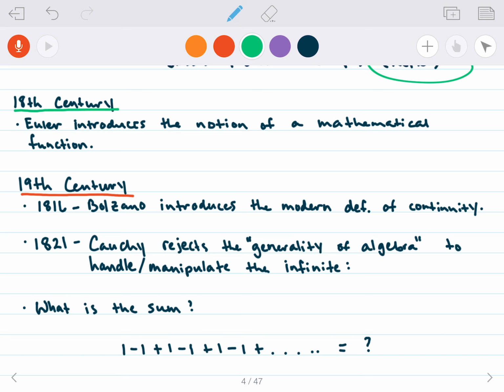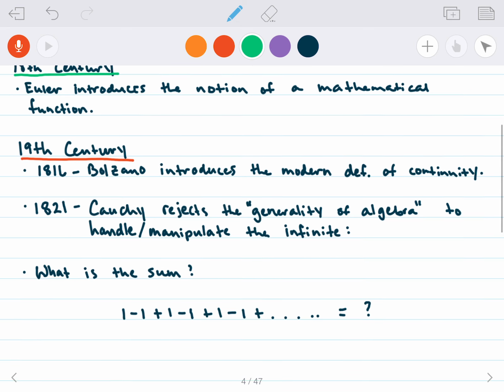So Cauchy saw a lot of holes in Leibniz and Newton's work. And so there's this thing called the generality of algebra. Basically what that means is you're handling infinite quantities like you would finite quantities, and that results in contradictions, problems, right?